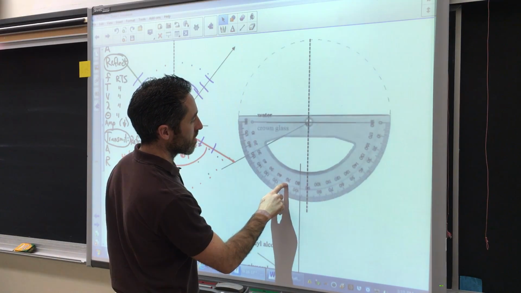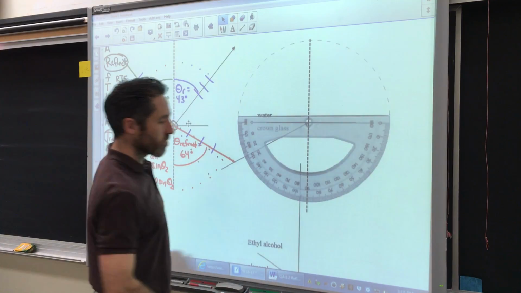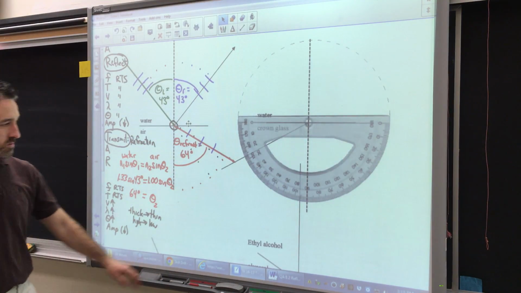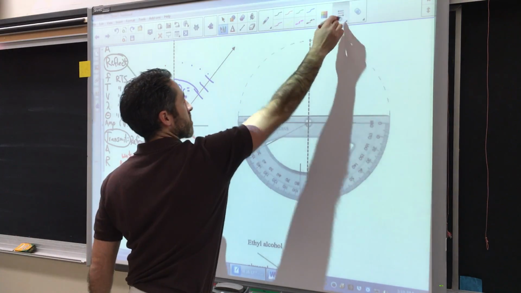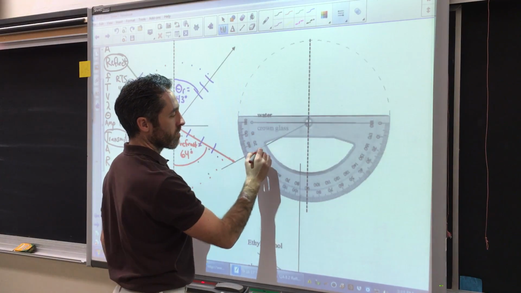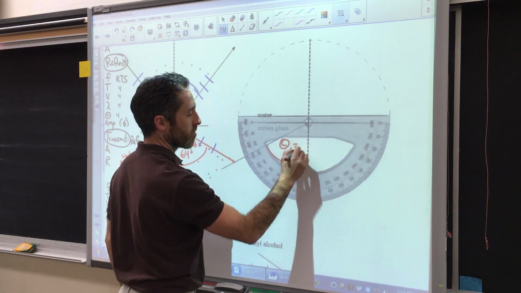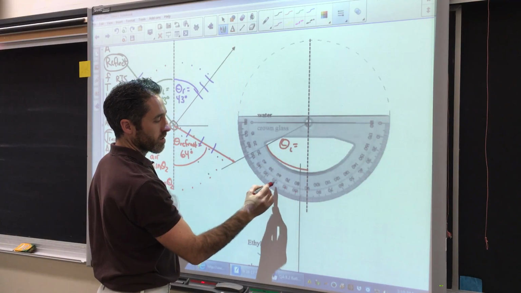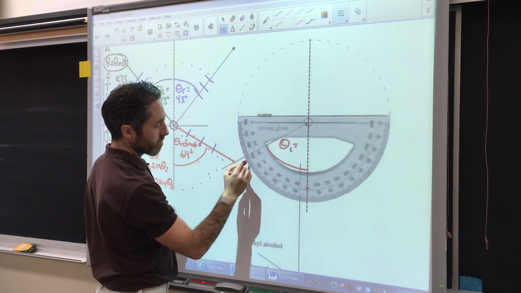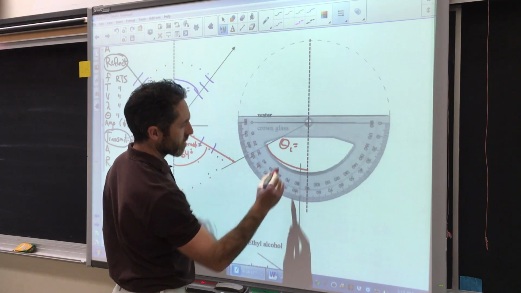And we need an angle of incidence. As usual, you have to measure the angle of incidence relative to the normal line. So, you come over here. This is your angle of incidence. Count 10, 20, 30, 40, 50, 60, 1, 2, 3.